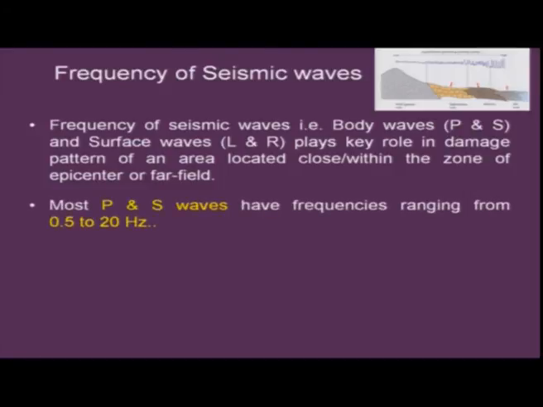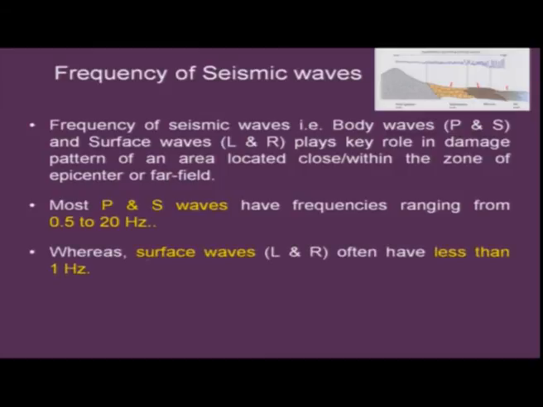Most of the P and S waves, what we see, have frequencies ranging from almost 0.5 to 20 hertz. This is one very important part which you should remember. The surface waves in particular, the L and the R waves, that is the Love and the Rayleigh waves, often have less than 1 hertz of frequency. So the body waves have the range 0.5 to 20 hertz, a very wide range, but the surface waves have very little, almost 1 hertz.